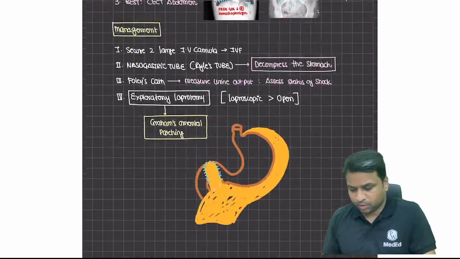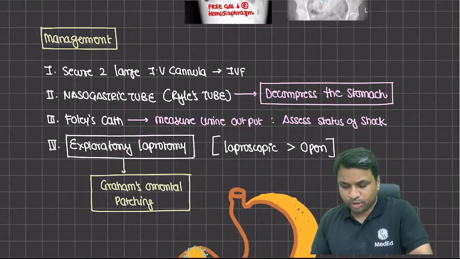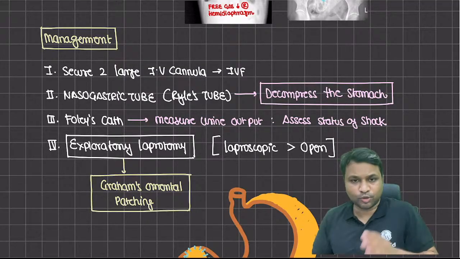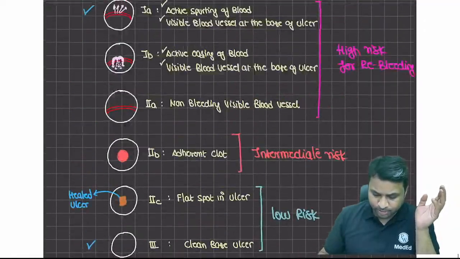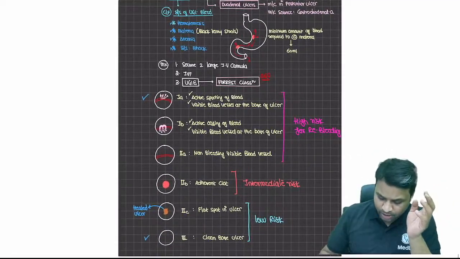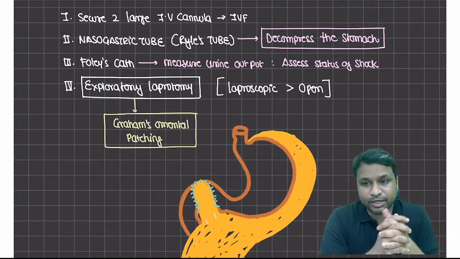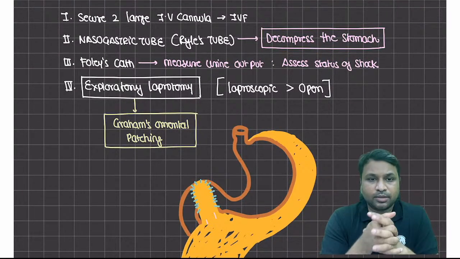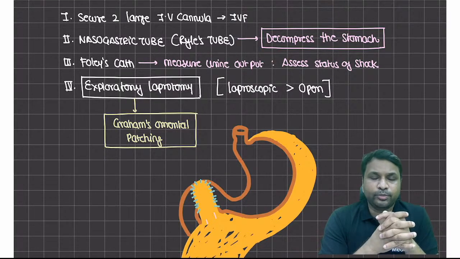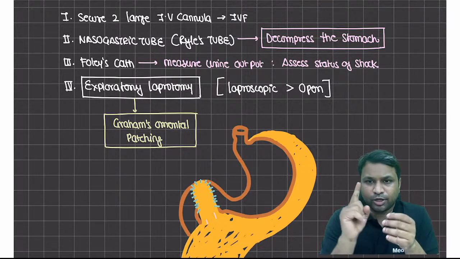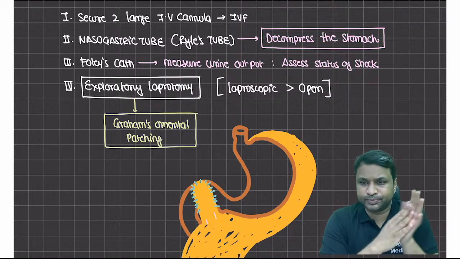So this is how you will manage your perforation peritonitis. Okay. So two important complications of peptic ulcer disease, and we have discussed both of them and their management. One is bleeding, and in that you should remember the Forrest classification and its implication. And in perforation peritonitis, the radiological signs as well as the management, that is going to be your Graham's omental patching. If you want to read two important TNMs for NEET, one is breast cancer, another one is colorectal cancer. Must and must.